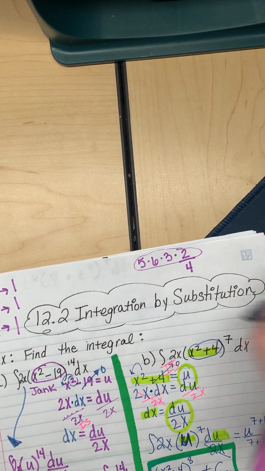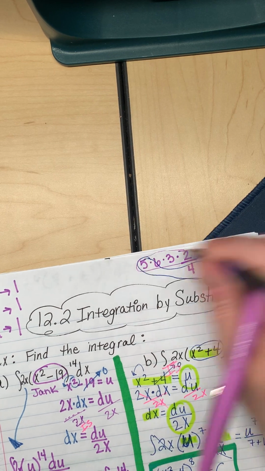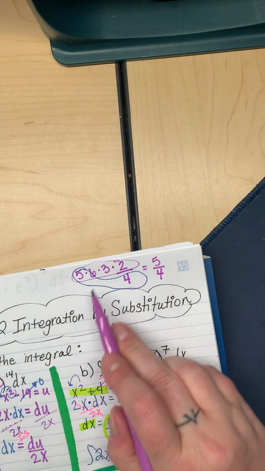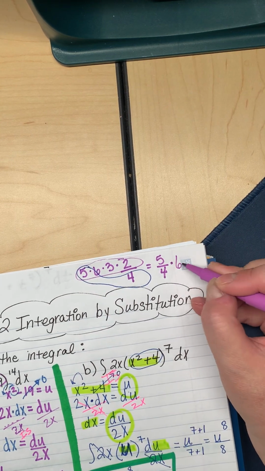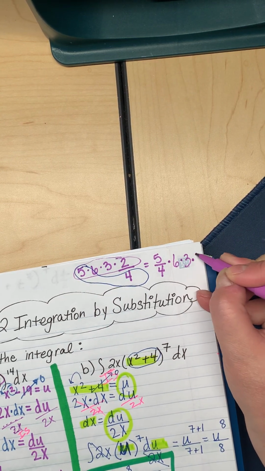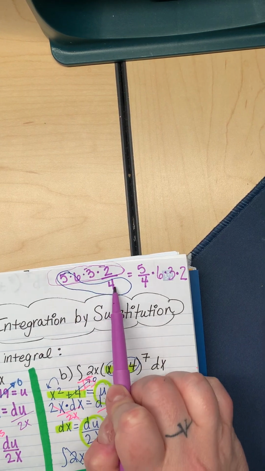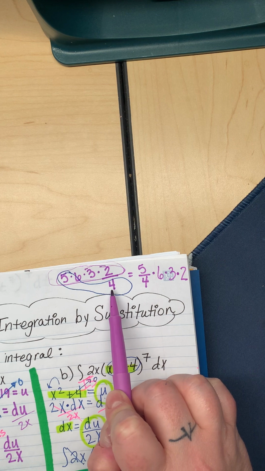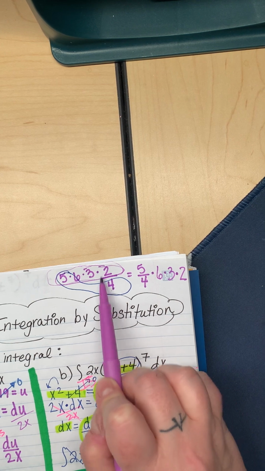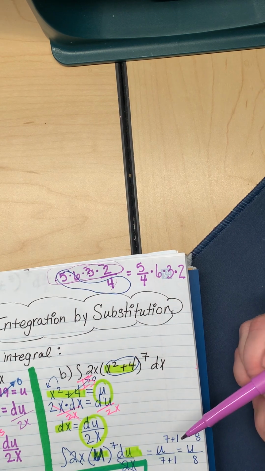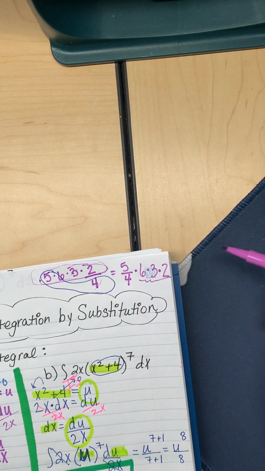Because all of these are multiplied, if I wanted to, I could change this around and I could say, okay, buddy, 5/4, and then keep the times 6 times 3 times 2. You see what I'm saying? When everything's multiplied, you can take that denominator and put it on the last number, the first number, the middle number. It doesn't matter, as long as you take it away from the rest of them.